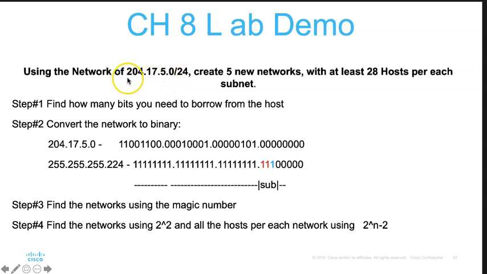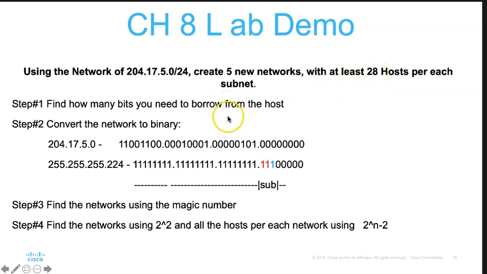204.17.5.0/24, which tells us it's a class C, and you're asked, out of this network ID, to create 5 new networks, and each network should support at least 28 hosts, meaning 28 computers. Well, to solve this problem, question number 1 that you need to ask yourself: how many bits do I need to borrow from here, from the host, in order to have 5 networks, and each network will have 28 hosts?